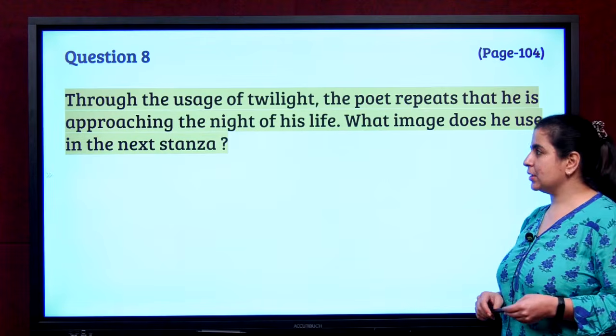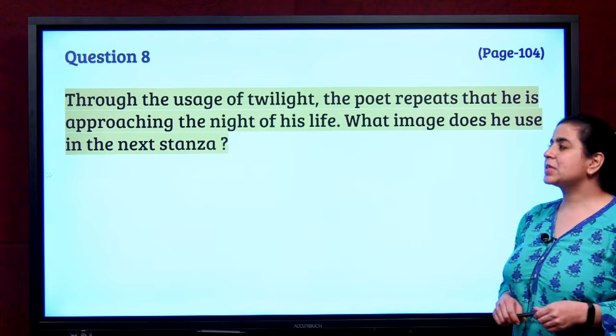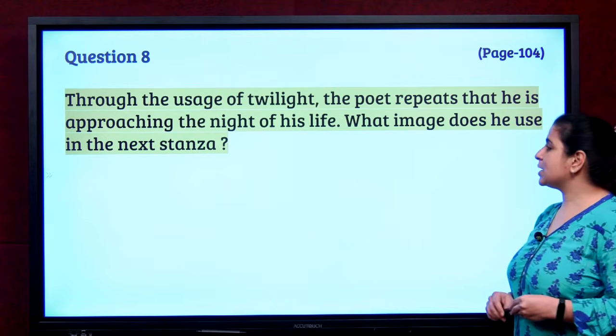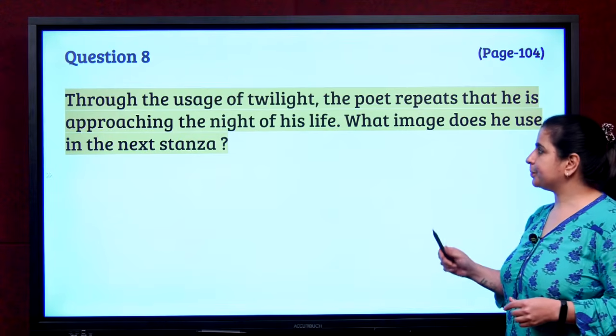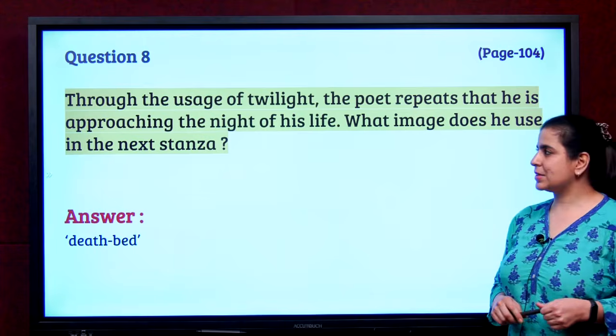Question number 8. Through the usage of twilight, the poet repeats that he is approaching the night of his life. What image does he use in the next stanza? He uses the image of a deathbed in his next stanza.